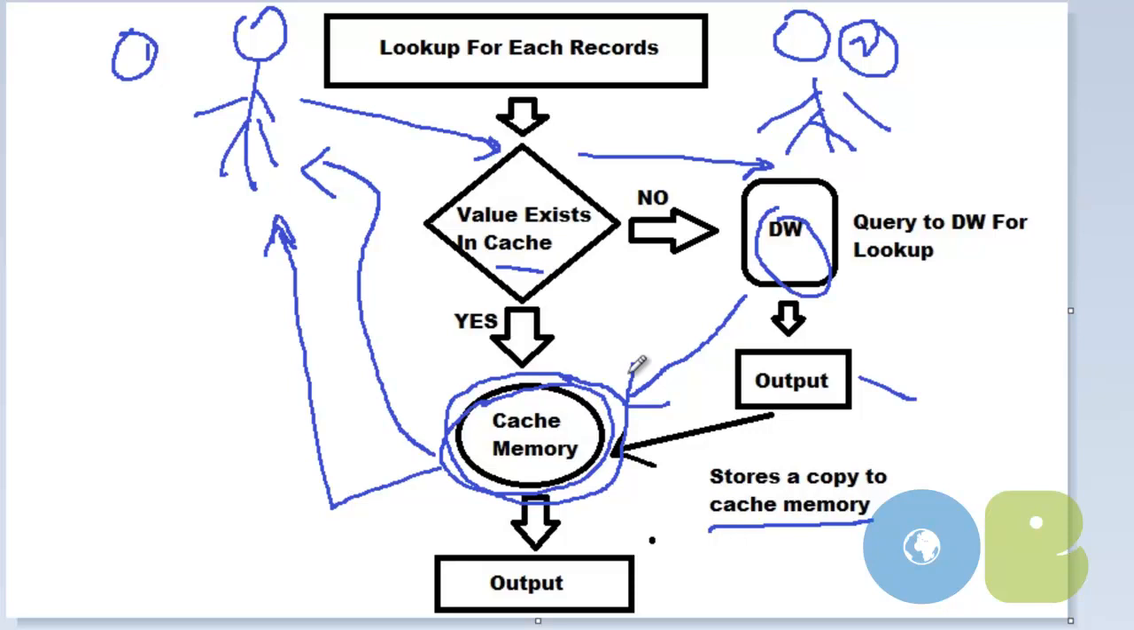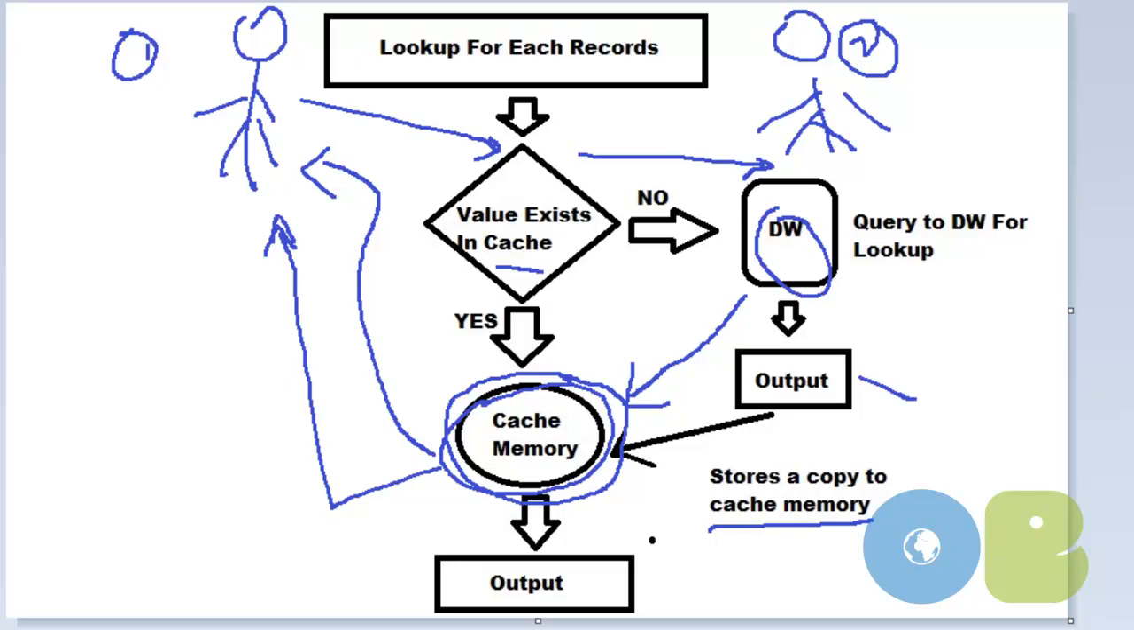So what is the benefit of having the cache memory? The first benefit is that you are reducing the load on your data warehouse server. It is one of the best practices to always reduce the load on your data warehouse server. You should not expose your data warehouse server to serve all the requests of the client directly. You should always reduce the data warehouse load.